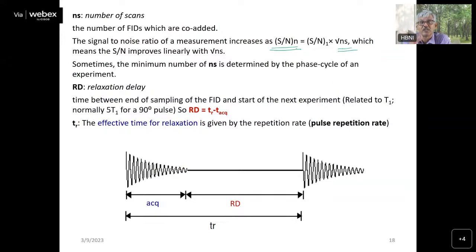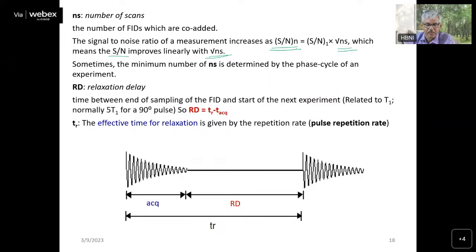Suppose you want to increase the signal to noise ratio by 2: 2 scans will not do, you have to take 4 scans. I think all of you know that this is a general and common thing in spectroscopy. So the signal to noise ratio will improve with root over ns.